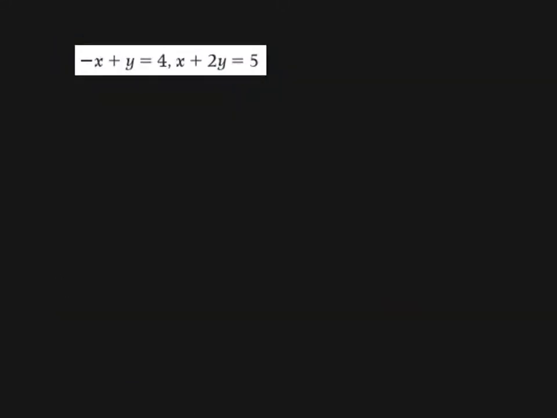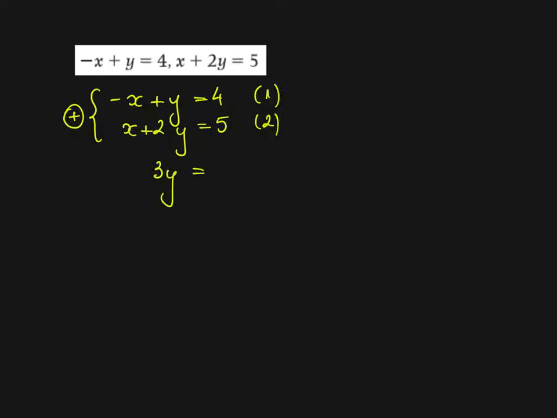Let us try to solve this system of simultaneous equations. Again, I'm going to write one below the other. Equation 1, equation 2. Very interesting, when I add the two equations now, I see that x will disappear. Minus x plus x will give me 0. And I will be left with 3y. So my resulting equation will be 3y equals 9. I divide by 3. So I'm going to get y equals 3.